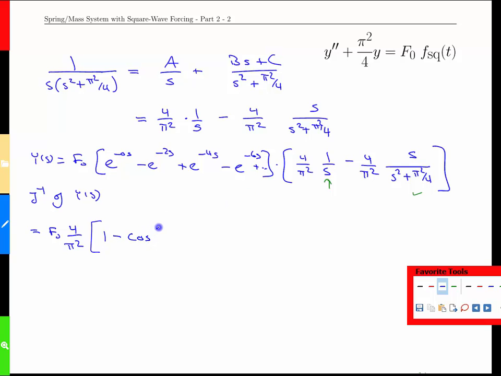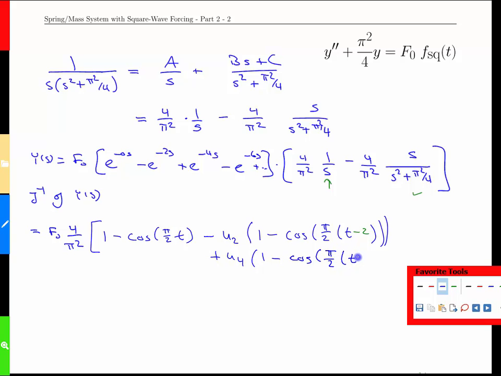Then we have minus cos of pi over 2 times t, the transform of the second term with this already brought out front. We had the next step function, so minus u2 times the transform of the constant function 1 minus the transform of the cosine, cos of pi over 2, but the t is shifted to t minus 2 due to this step function, due to this negative exponential of e to the negative 2s. And then we're going to have plus u4, 1 minus the cosine of pi over 2 times t minus 4, and so on. Now we can see the pattern that's going to emerge, 1 minus a cosine function.